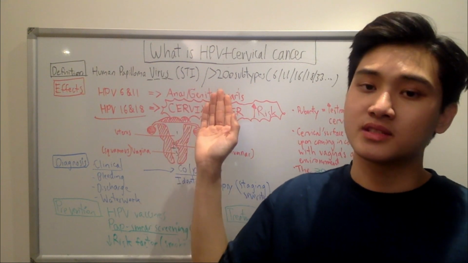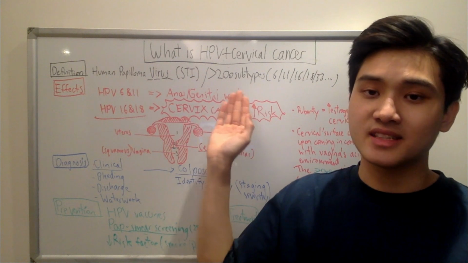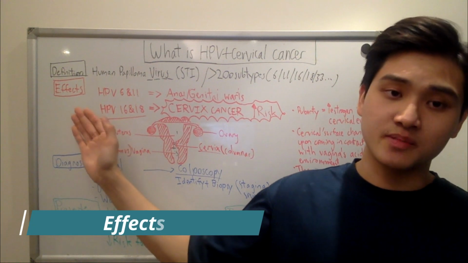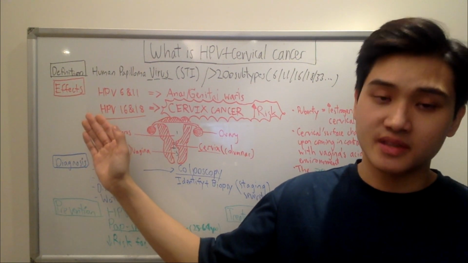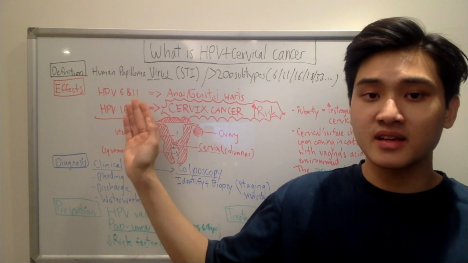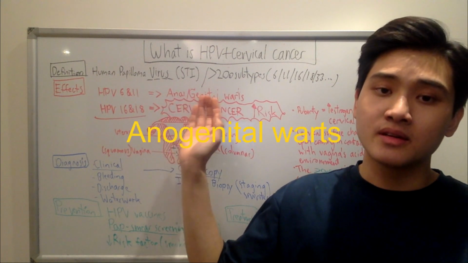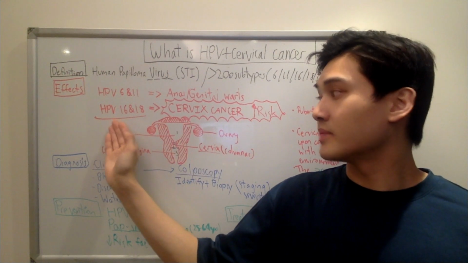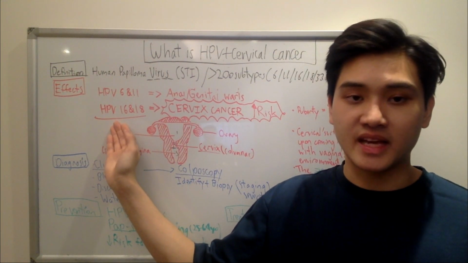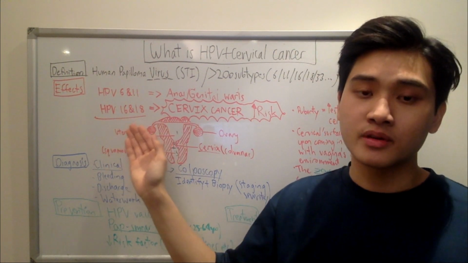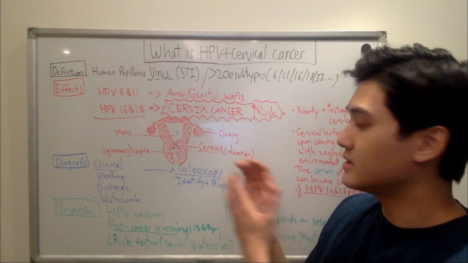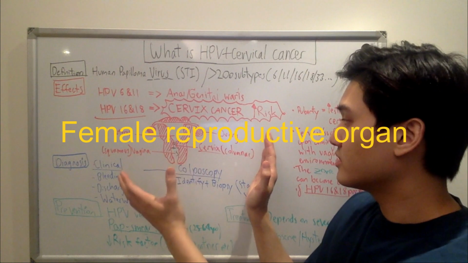There are about 200 subtypes of HPV: 6, 11, 16, 18, etc. The effects of HPV vary according to the subtypes. So HPV 6 and 11 can cause warts in the anal area and the genitalia area. And the other problem is HPV 16 and HPV 18, which is very important as it can increase the risk of cervical cancer. So this is your female reproductive organ.